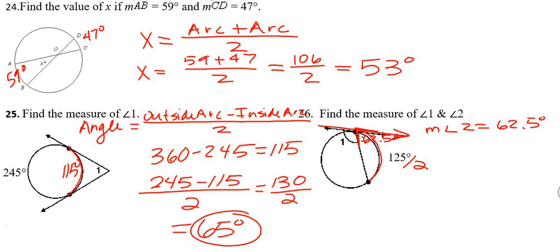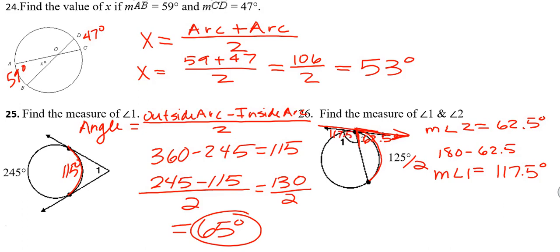Now there's two ways I could solve for angle 1. I could subtract that 62.5. I could do 180 minus 62.5 because that's a straight line. So that means the measure of angle 1 would be equal to 117.5.